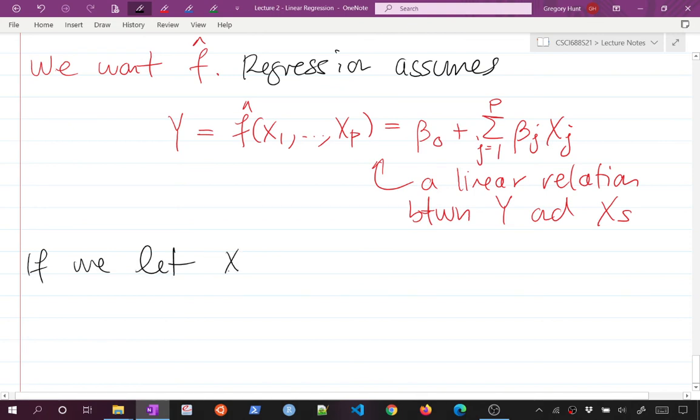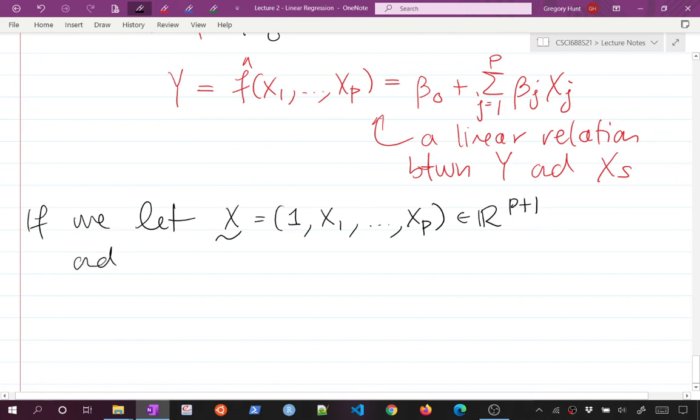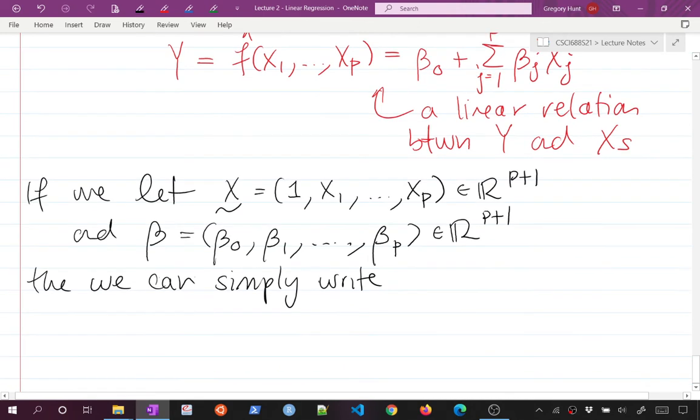If we let x tilde be the vector that in its first component has a 1, and then in the subsequent components has my x's, so this is going to be a vector in R^(p+1). And if we let beta be my vector of coefficients, beta 0 to beta p, so this again is a vector in R^(p+1), then we can simply write this as y is x tilde transpose beta.